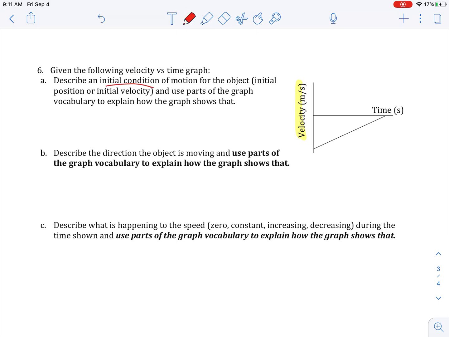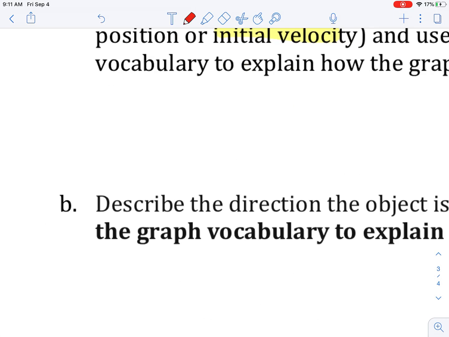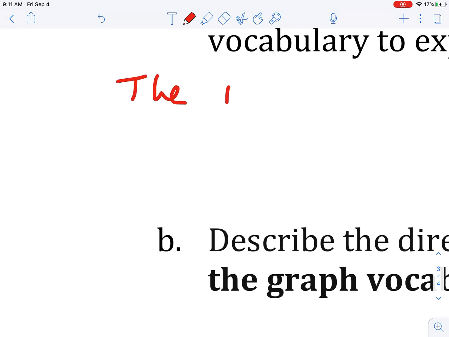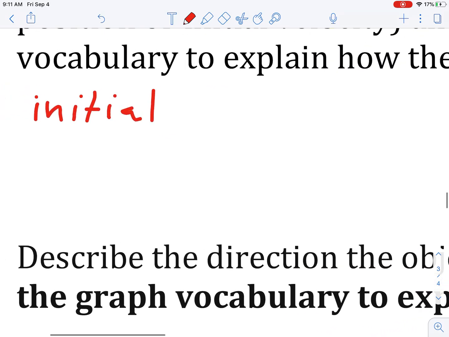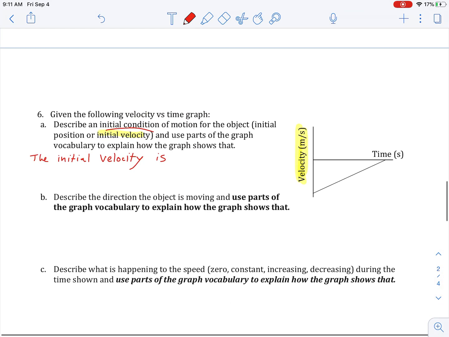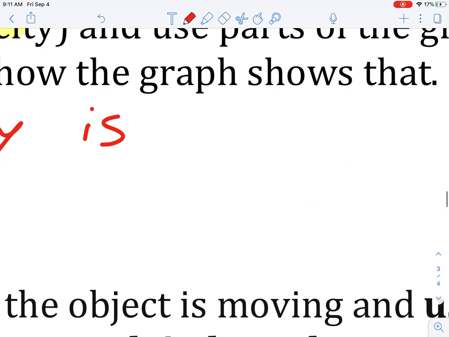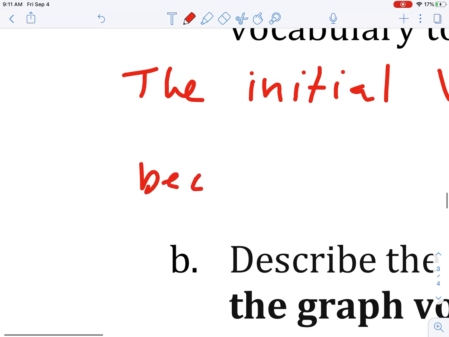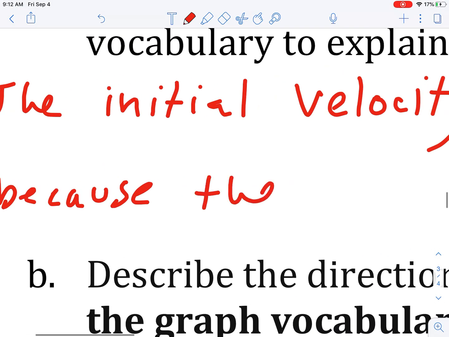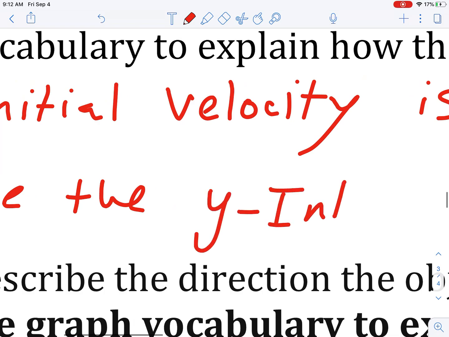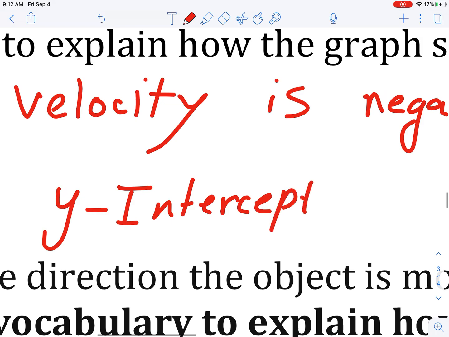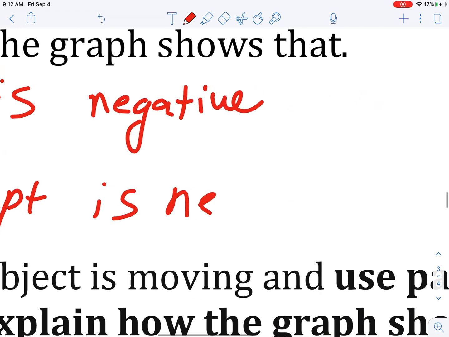So this says, describe the initial condition of motion for the object. Okay, well, we know that we're going to talk about the y-intercept, and this time we're going to be talking about the initial velocity because it's a velocity graph. So we're going to say the initial velocity is, let's see, is it positive or negative? It's negative. See, it starts down there. Is negative because the y-intercept is negative.